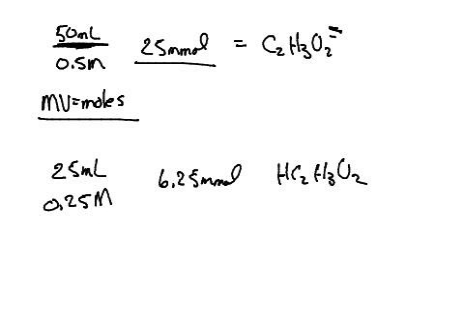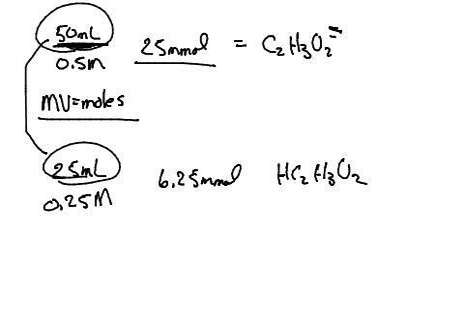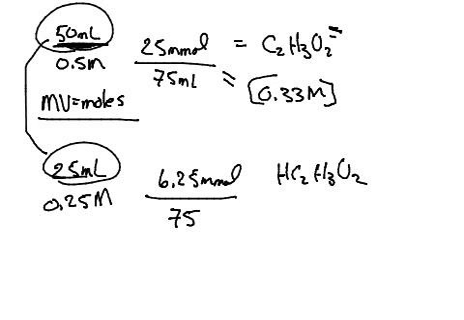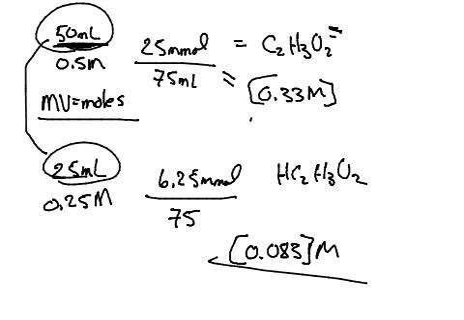Now, since we want to work in molarities, I have a total volume, when I pour these together, of 50 plus 25, or 75 milliliters. So the molarity of this would be 0.33 molar for the acetate, and this would be 6.25 divided by 75, 0.0833333 molar. I didn't show that right, but you get the idea.